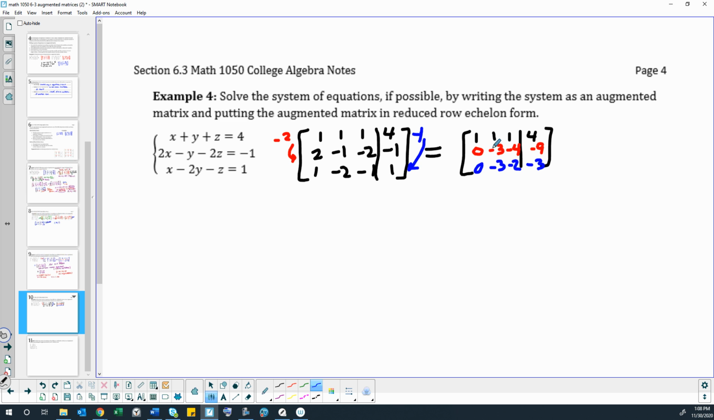Alright, so the next step would be to get a 1 in the middle, but I'm also going to be wanting to get a 0 here. So it might be easier if I just add these together. I wanted a different color. Add those together. So that will give me 0 plus 0 is 0.